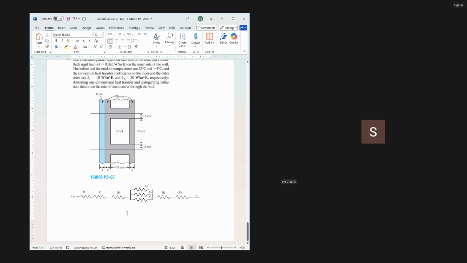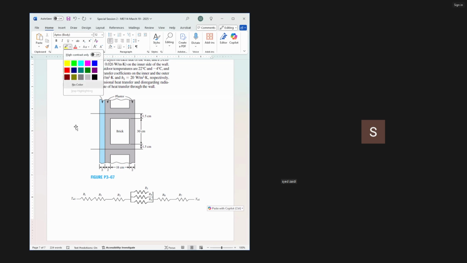Do you understand the resistance model here? Do you have any question on that? Could you explain where the Ri, which section that is? Yeah, I will. So T infinity 1 is here, right? So T infinity 1 is here, right?